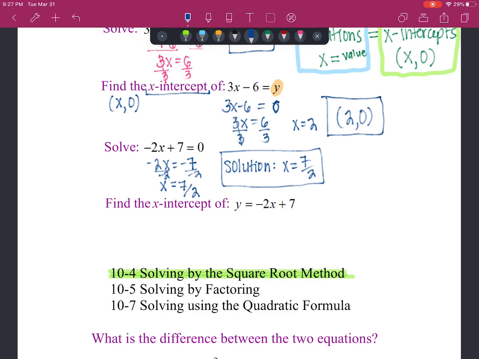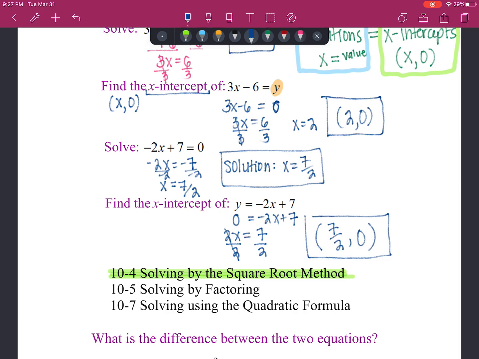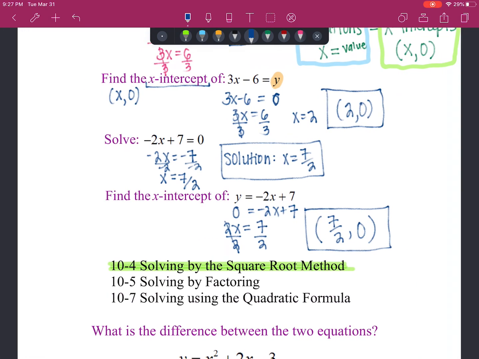Now it says find the x-intercept. So I have y equals negative 2x plus 7. The x-intercept is found by putting a 0 in for y and solving. Again, I'm going to subtract 7, or I can add 2x. 2x equals 7. Divide both sides by 2. I get x equals 7 over 2, but that's the x value of the ordered pair where y equals 0. So we just show the answer in different forms.